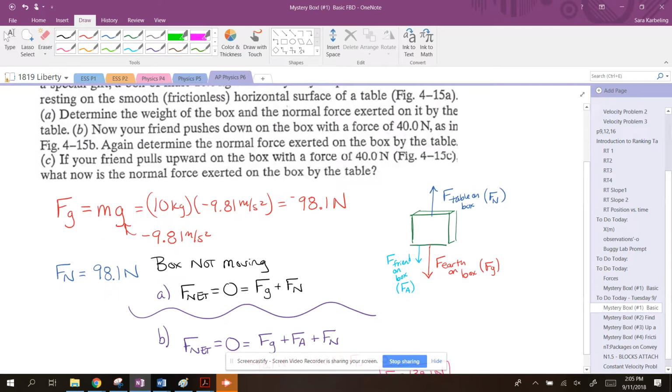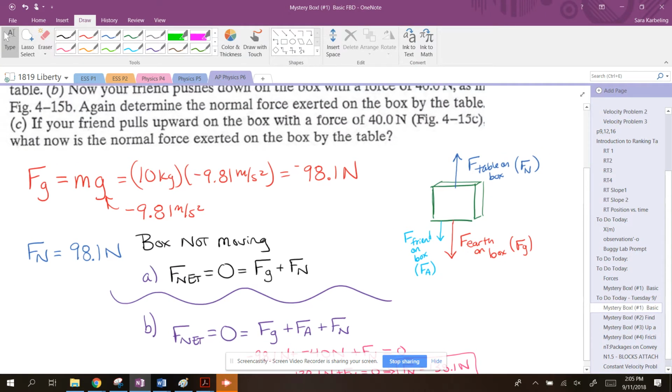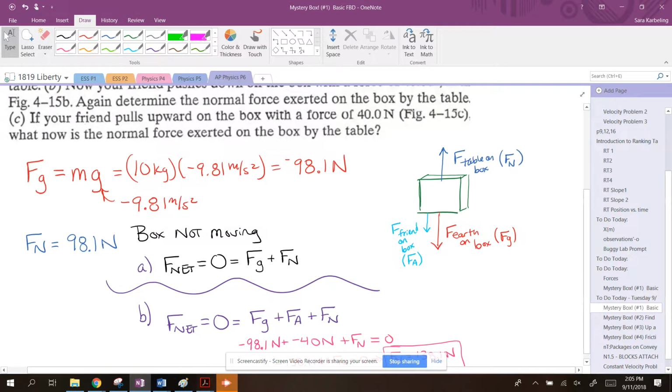All right. Part C. Your friend is goofy. Here's a present. Let me push down on it. Now I'm going to take it by the really fancy bow that I put on the top, and I'm going to pull upward on the box with a force of 40 newtons. I don't know why. Maybe they like physics. They want to just try it out, right? When they pull up with a force of 40 newtons, is the box going to go anywhere? Ooh, let's find out.